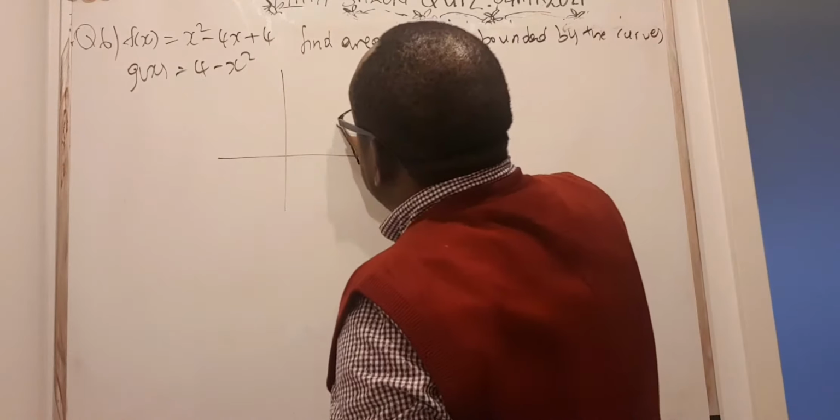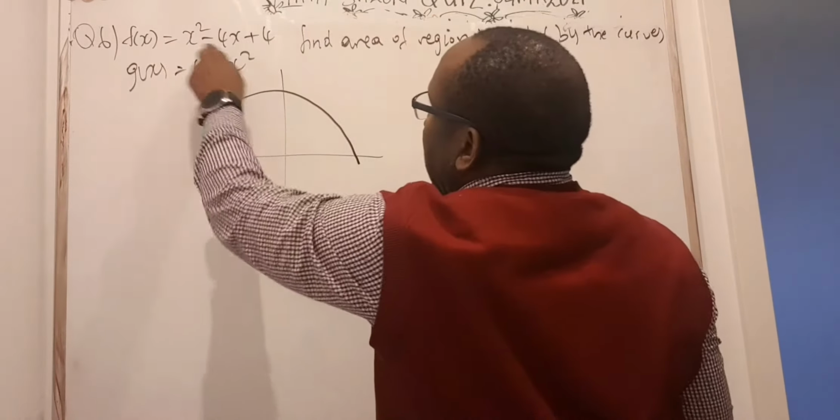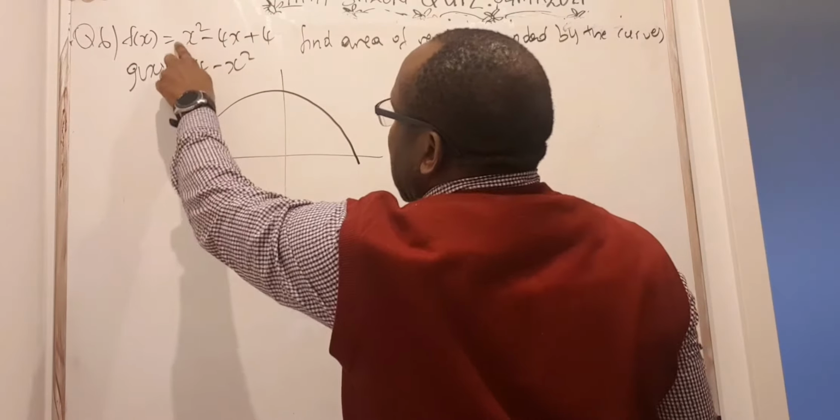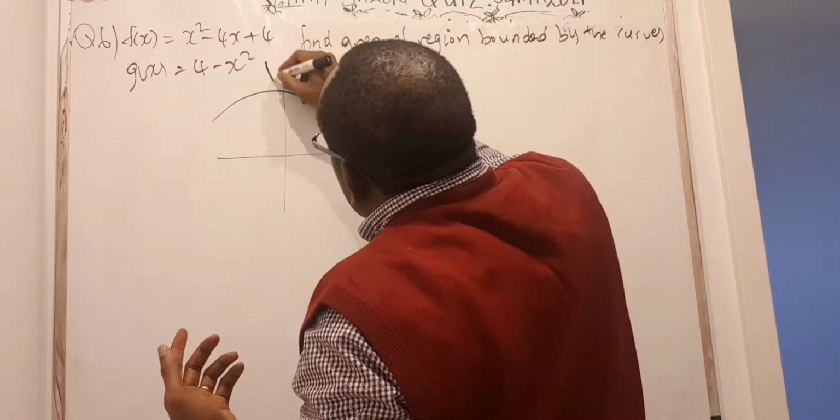So it goes something like this, say. And if I look at this one, the coefficient of x squared is positive. So this is a minimum function. So it goes something like this.